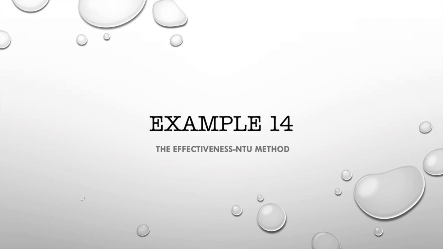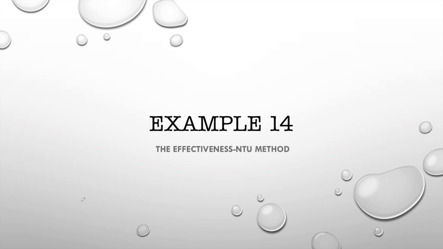This is example 14, where I will explain about the effectiveness NTU method. Previously, I explained about the Q dot maximum for a system, because Q dot maximum will be used in your effectiveness NTU method. It is important for you to understand where the Q maximum value comes from and why we choose C minimum as our heat capacity in that equation. Now we focus more on the effectiveness NTU method.